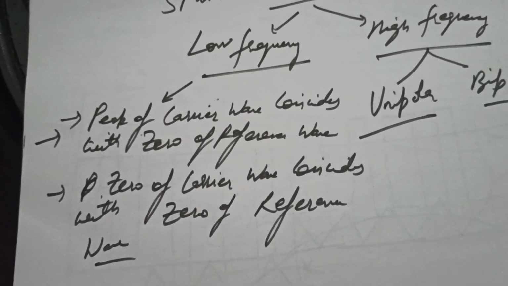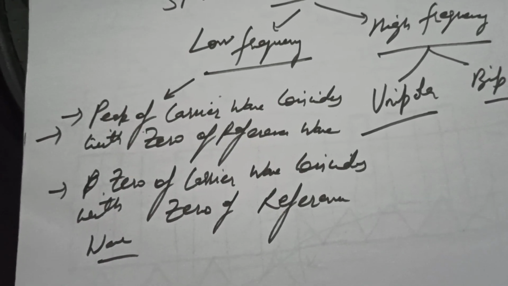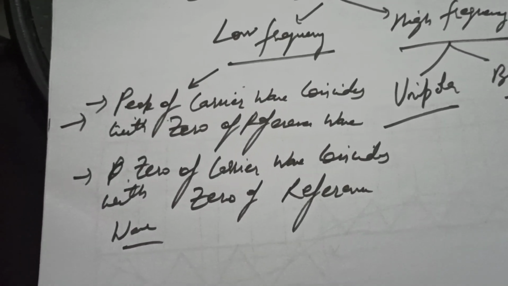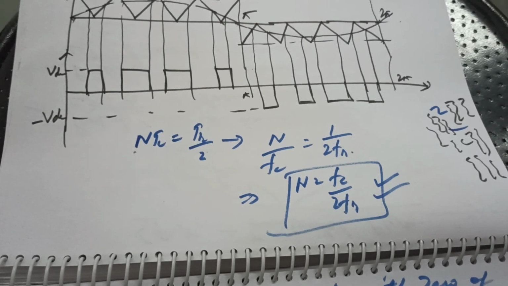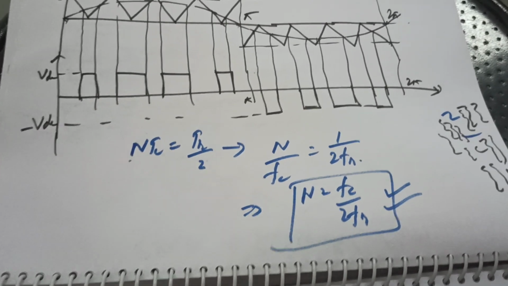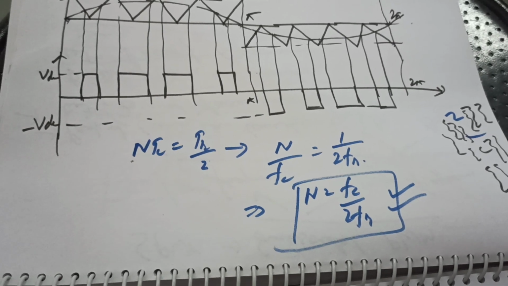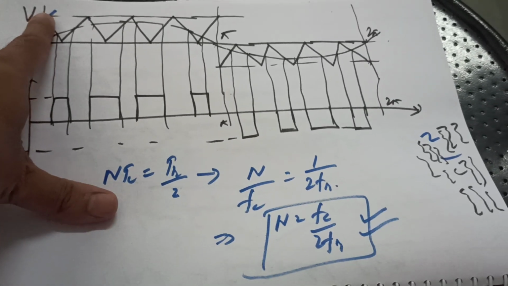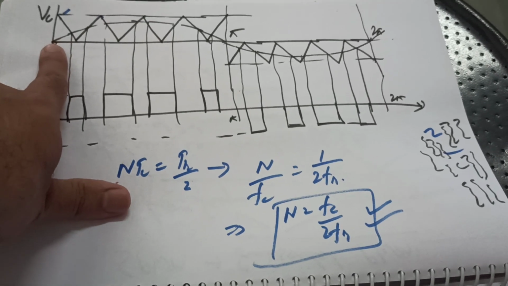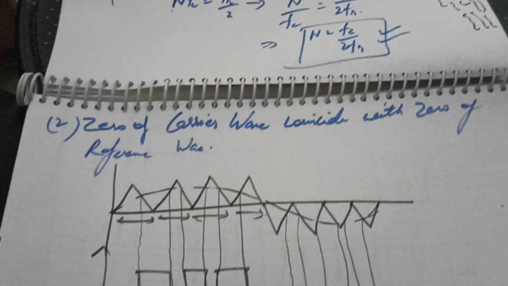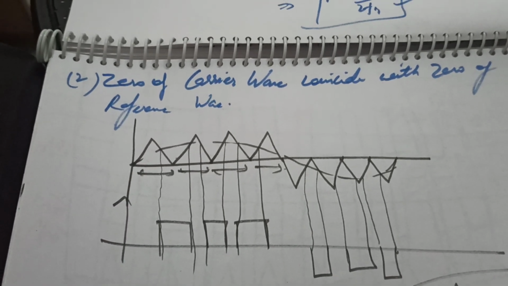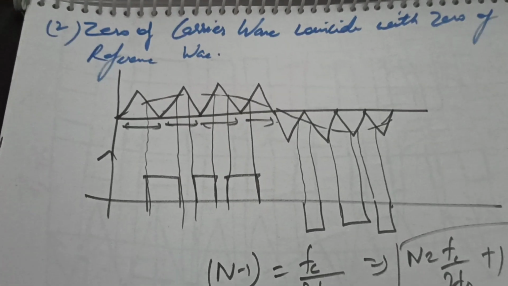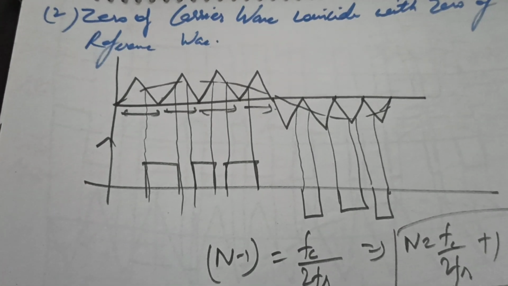In the low frequency PWM, two variants are possible. First of all, the peak of the carrier wave coincides with the zero of the reference wave. I will show you in the next part. Have a look at this. This is the low frequency PWM. It can be visualized very easily that here the peak of the carrier is coinciding with the zero crossing of the sine wave, whereas in the other case, the zero crossing of the sine wave is coinciding with the zero crossing of the triangular wave. I think this point is clear.